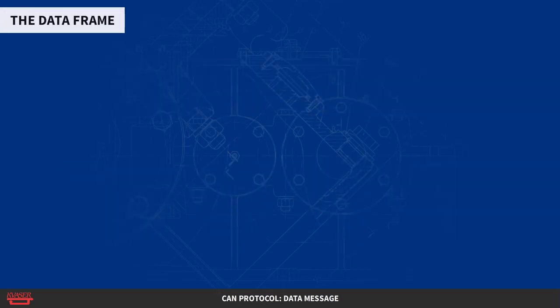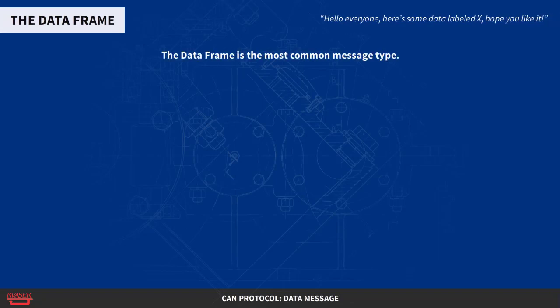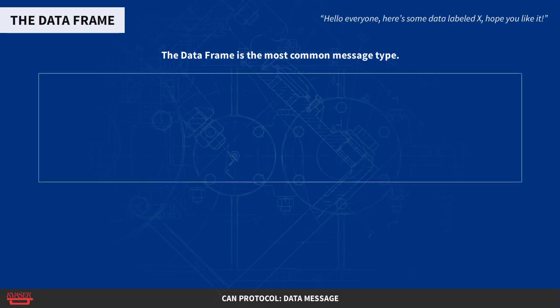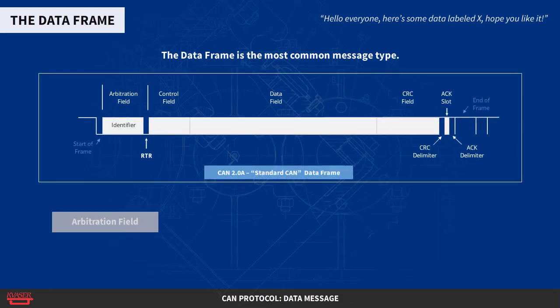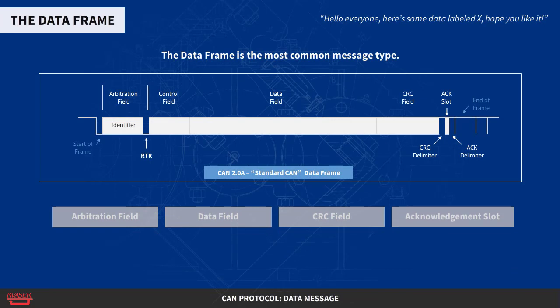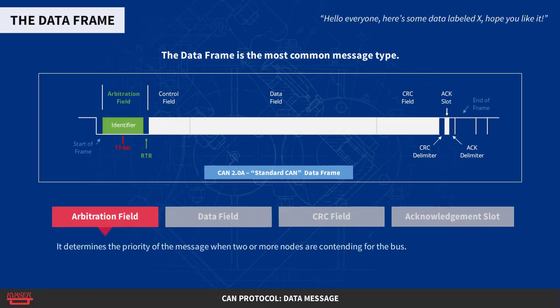The data frame. Summary. Hello everyone, here's some data labeled X. Hope you like it. The data frame is the most common message type. It comprises the following major parts. A few details are omitted for the sake of brevity. The arbitration field, which determines the priority of the message when 2 or more nodes are contending for the bus.